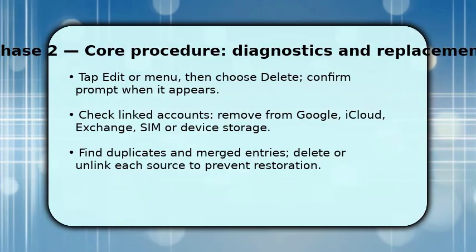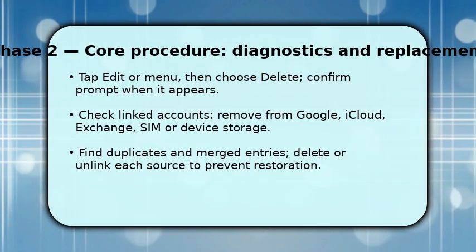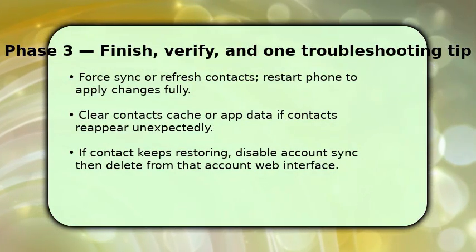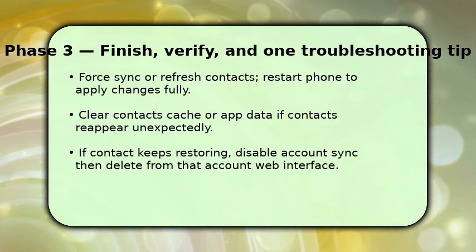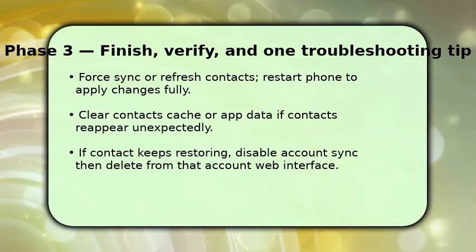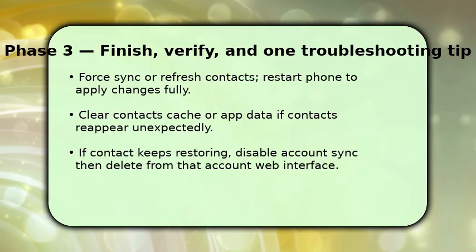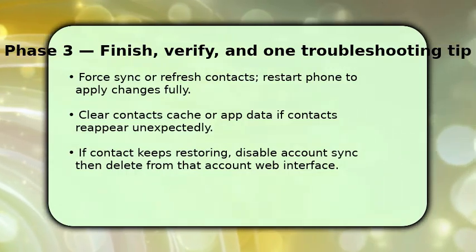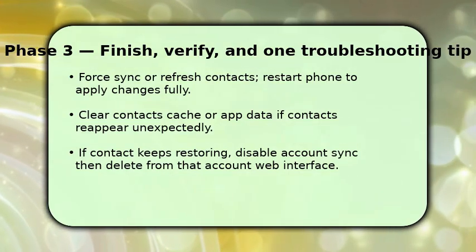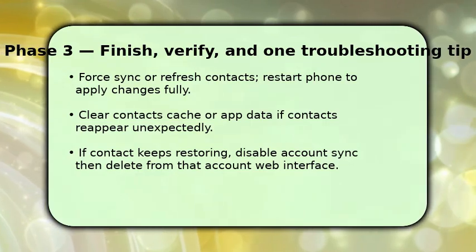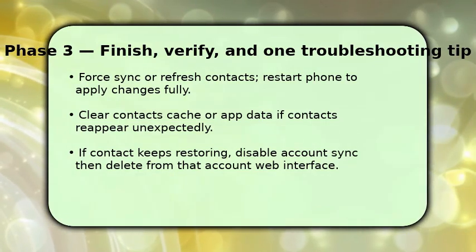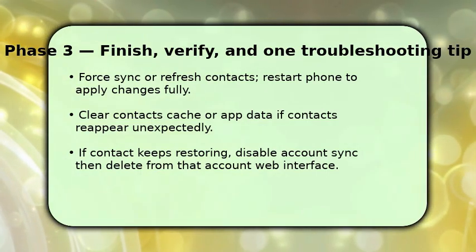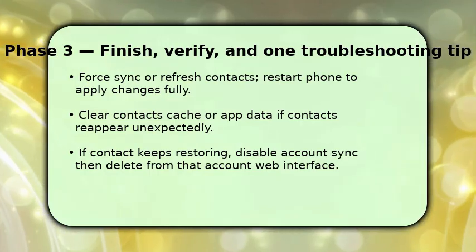Finish by verifying the removal. Force a sync or refresh in contacts, then restart your phone to ensure the change sticks. If the contact still shows up, clear the contact's app cache or app data. This removes stale local copies. If it keeps restoring, turn off sync for the account, then delete the contact directly from the account's web interface. That guarantees the master copy is gone. One troubleshooting tip: if it reappears, disabling sync before deletion usually prevents automatic restoration.